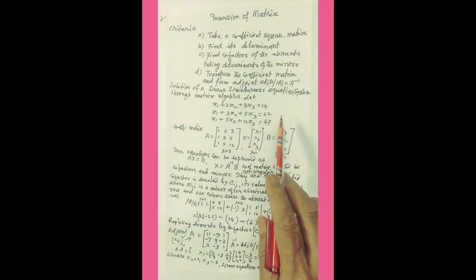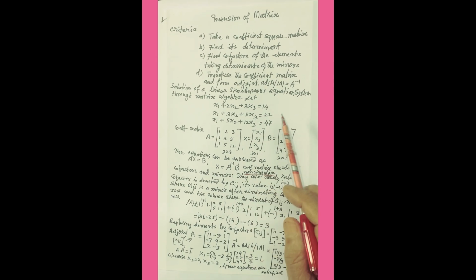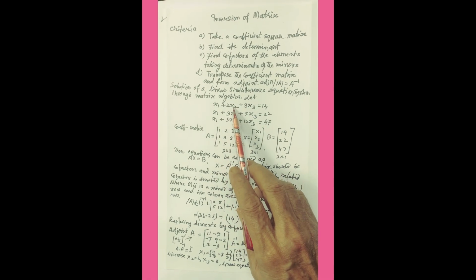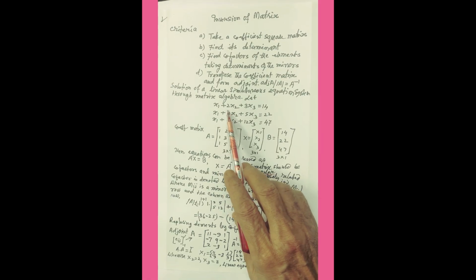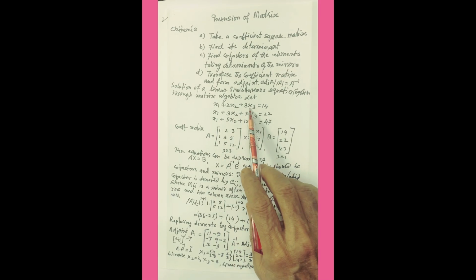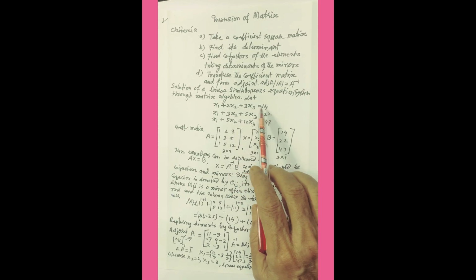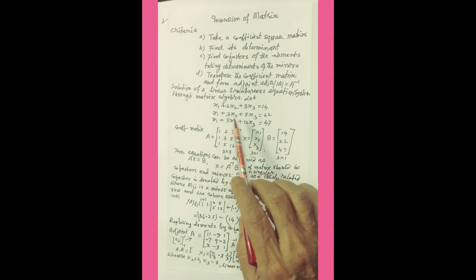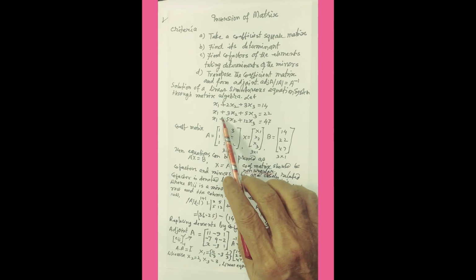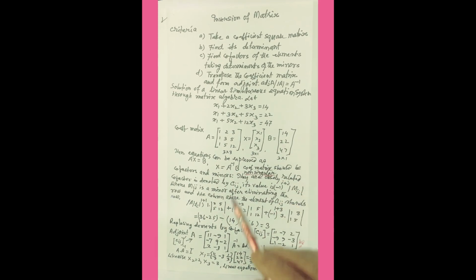Now putting these values in the linear equations, we find that all three linear equations are satisfied. Suppose x1 is equal to 1: 1 plus 2 times 2 is 4, 1 plus 4 is 5, plus 3 times 3 is 9. So 5 plus 9 is equal to 14. Likewise, we will find that the second and third equations are all satisfied.